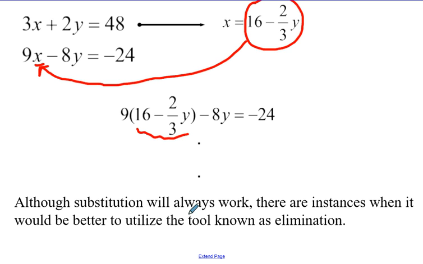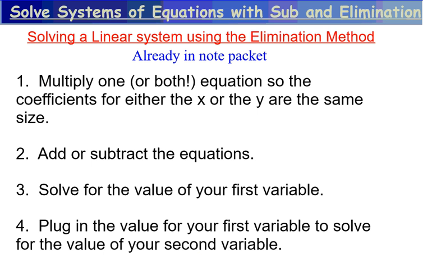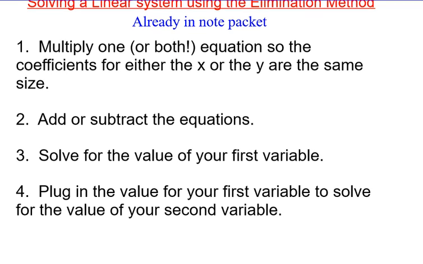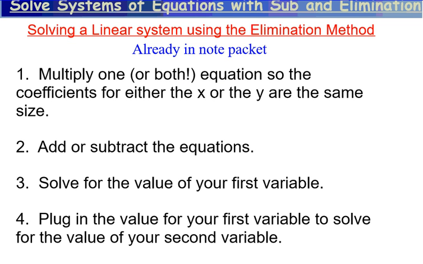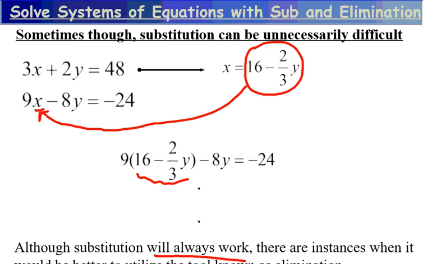So although substitution will always work, there are instances when it would be better to utilize a tool known as elimination. And you studied this in Algebra 1 and Algebra 2. The steps for elimination, I already have in your note packet. They're right here. Step 1 is to get either your x's or y's matched up so we can eliminate them in step 2. Sometimes you might need to multiply one or maybe even both of the equations to get the coefficients. The coefficients are the numbers in front of your variables. So the coefficients back here were 3, 2, 9, and -8.